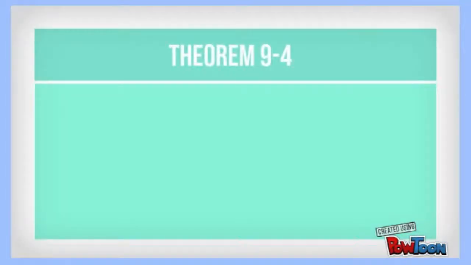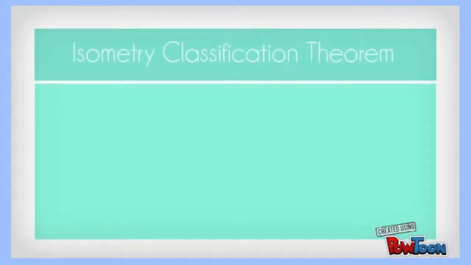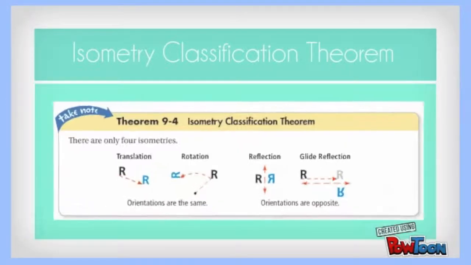So for theorem 9-4, it's called the isometry classification theorem, and basically it says that there are only 4 isometries. The 4 isometries include translation, rotation, reflection, and glide reflection. As you can see, in translation and rotation, the orientations are the same. You can see the letter R is not being flipped over, but the letters are being moved according to either the rotation or the translation.